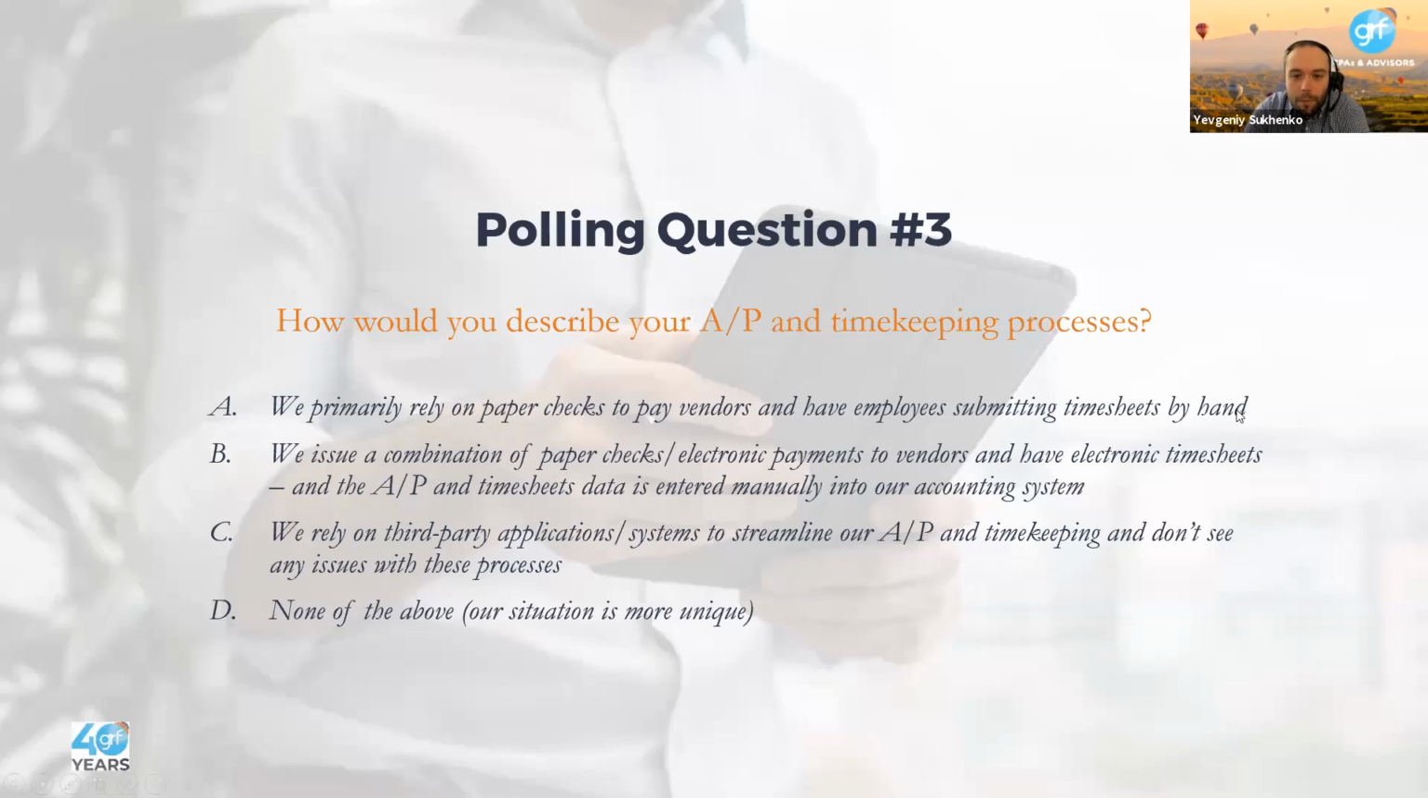And so finally, before we wrap up, we're going to be on our last polling question. Our question is, how would you describe your AP and timekeeping processes? Is it A, basically relying on paper checks to pay your vendors and having your employees submit their timesheets by hand? Is it a combination of paper checks and perhaps electronic payments, and some of your employees are using electronic timesheets, and then you're taking that data and inputting it manually into your accounting system? Or are you relying on third-party applications or have a way of doing this all electronically and digitally in your accounting system, and thus you don't have any issues, or maybe issues with inefficiencies in particular with these processes, or none of the above?